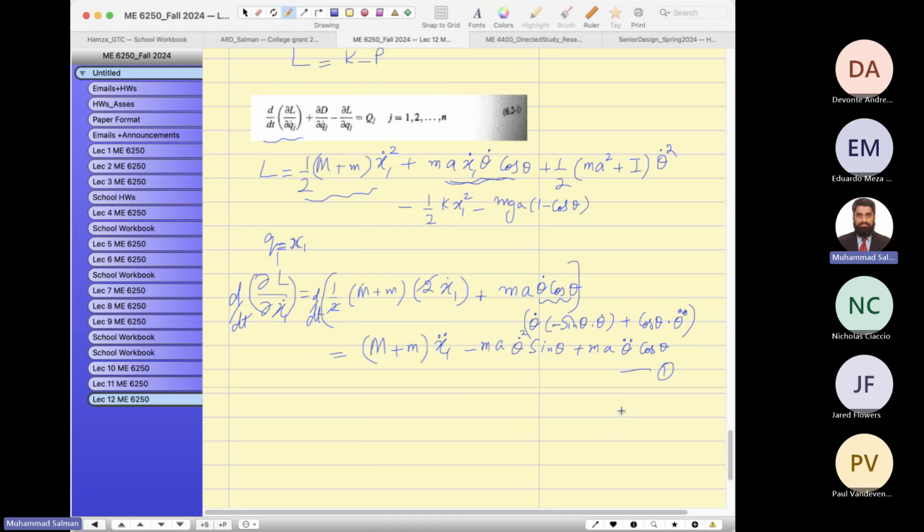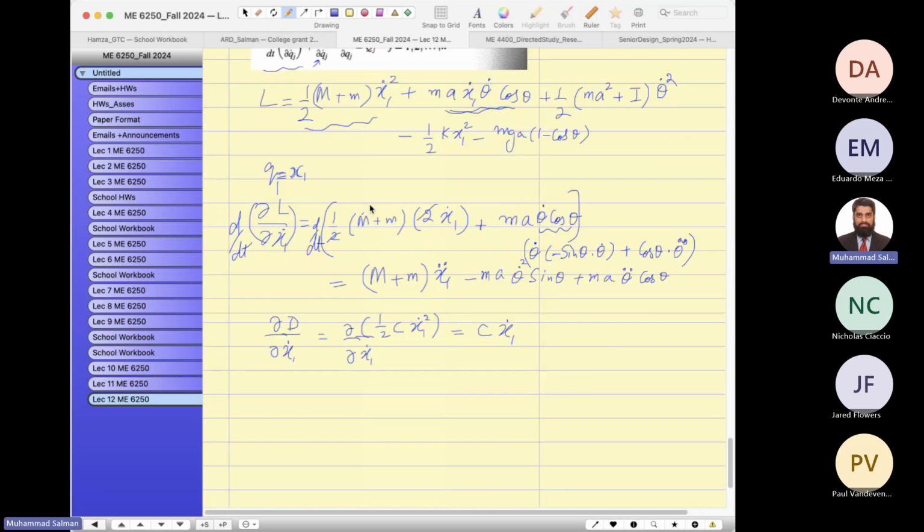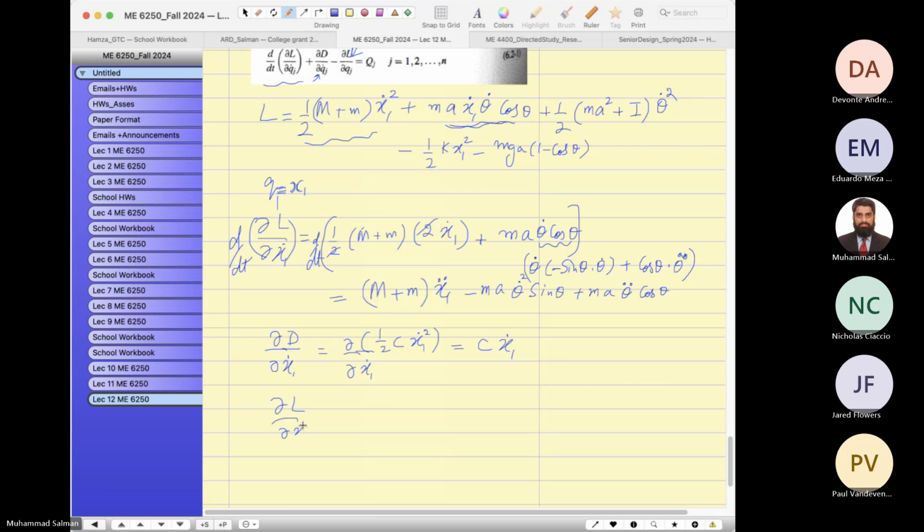So this is what we have. Sorry, this is not equation one yet. We still have to do the second term, which is the partial derivative of one half c x1 dot squared with respect to x1 dot, which is c x1 dot. Now for the potential energy, we take the third term, partial L by partial x1. The same equation: this term does not have x in it, the second term we don't need to differentiate, and the third term is also zero. Only this term we will pick up.